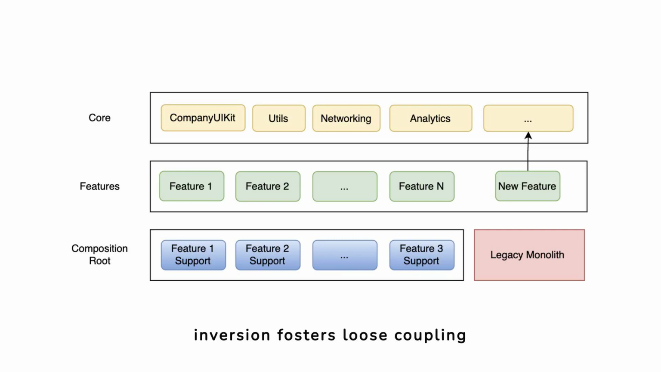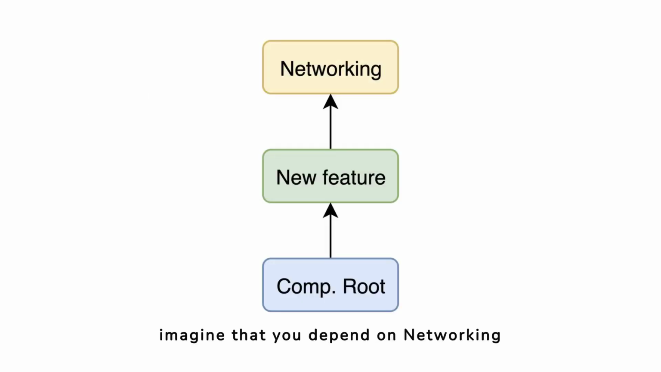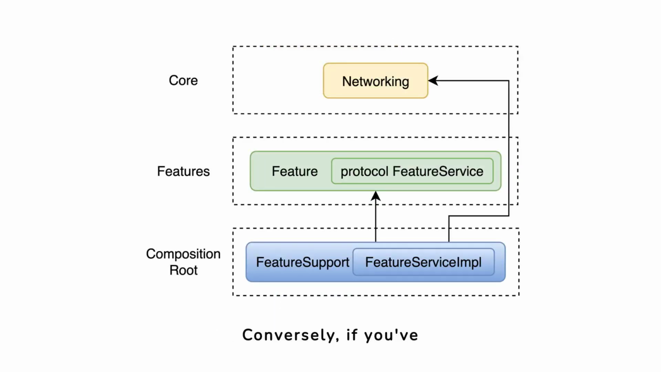Dependency inversion fosters loose coupling between core and feature layers, and provides more flexibility and reusability. For example, imagine that you depend on a networking core module from your feature module, and now you wish to replace the obsolete networking module with the brand new networking GPT module. If you directly depend on the networking module, you'll need to modify all networking-related code within the feature module and update imports in every file where you use code from the networking module. Conversely, if you've inverted the dependency and injected it via the composition route, it becomes easier to make the switch.